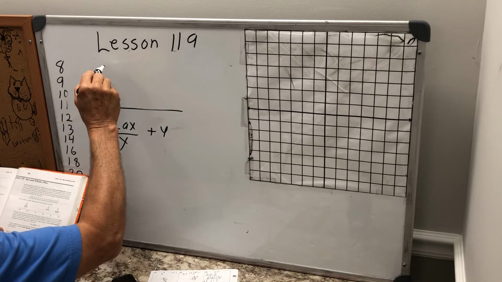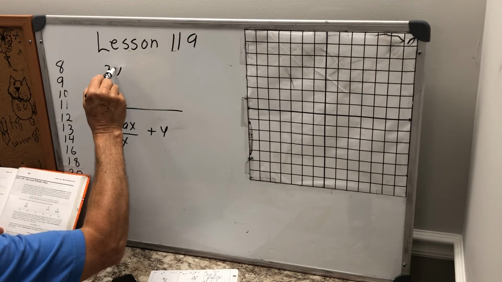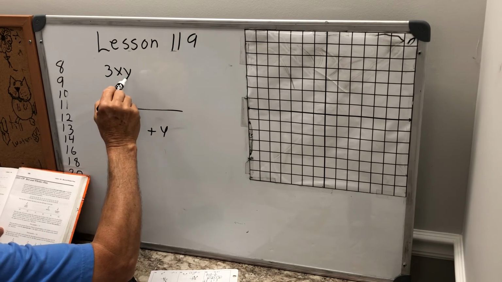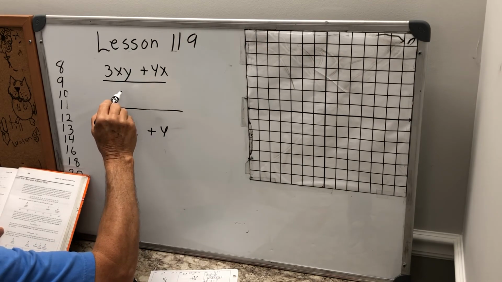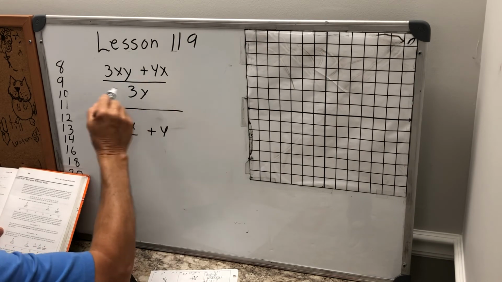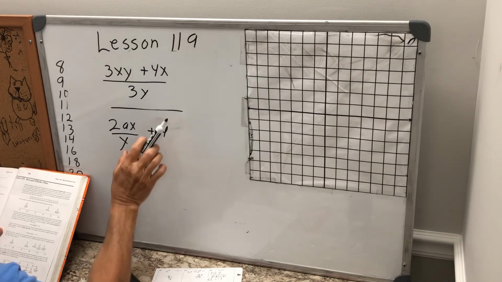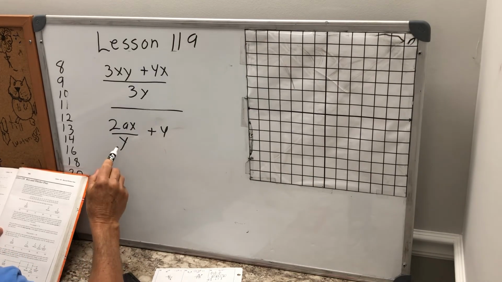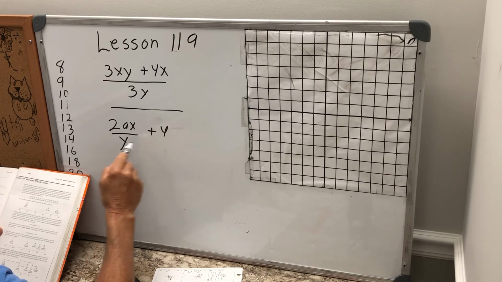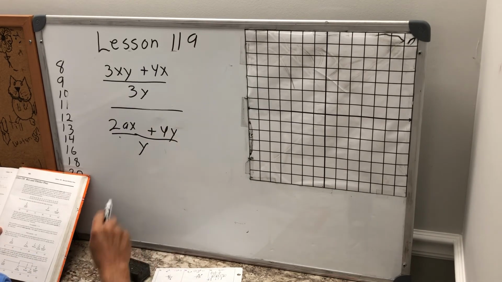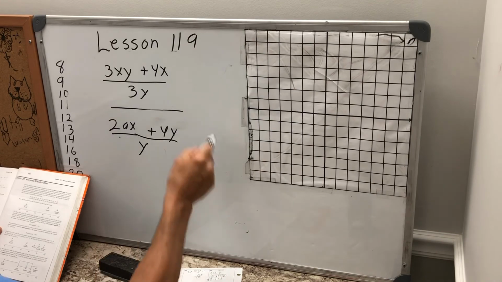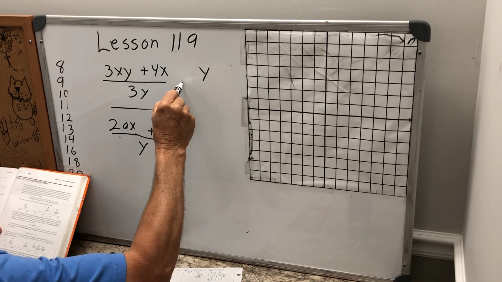I have 3xy plus 4x over, the common denominator is 3y. Okay, I've simplified this. Now I go to the bottom. This is a little easier. The common denominator is a y. This already has the y with it. This does not, so I simply put the y over here and draw this across as a common denominator. There's that. Invert it. The y comes up on the top.